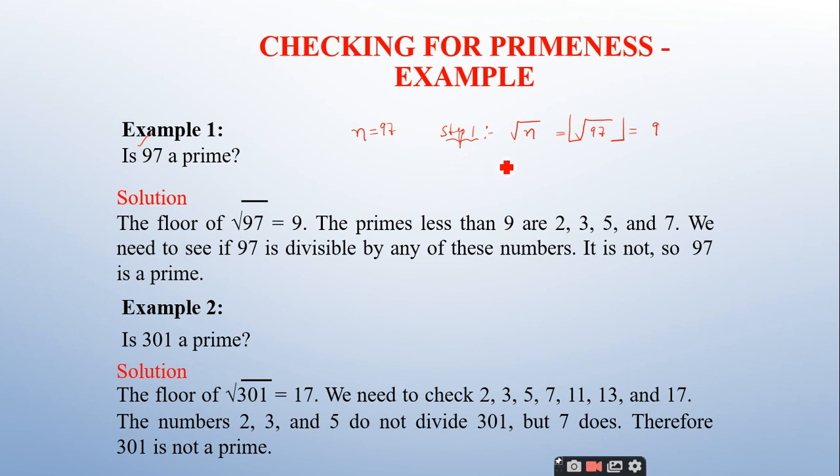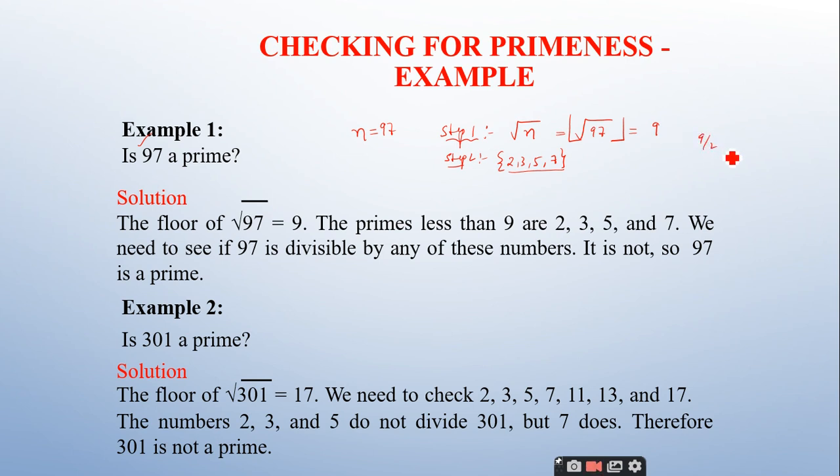Yes, sir. After this, you have to list out all the prime numbers that are less than the floor of square root of 97, which is nothing but 9. So what are the primes that are less than 9? It is 2, 3, 5 and 7, right? Clear? Yes, sir. Now you check whether any of these numbers is dividing n or not.